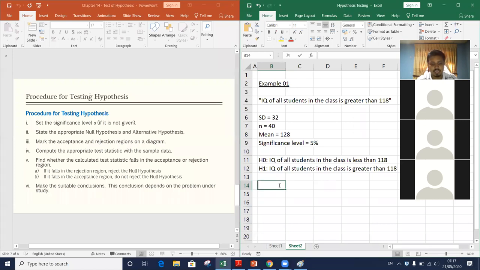Is it one-tailed or is it two-tailed? For this third point, we need to determine this. It is one-tailed. Yes, it is a one-tailed test.